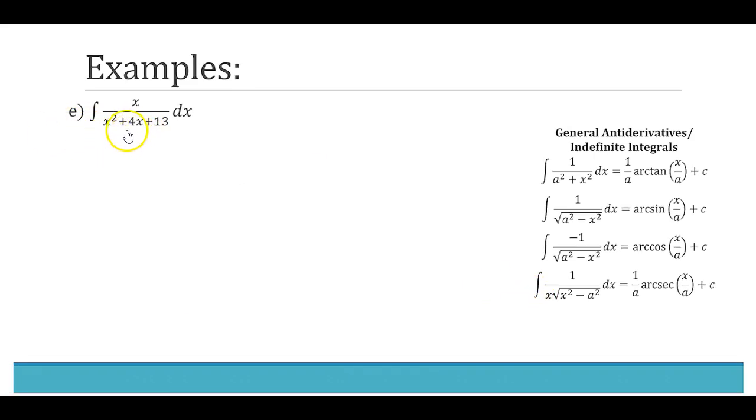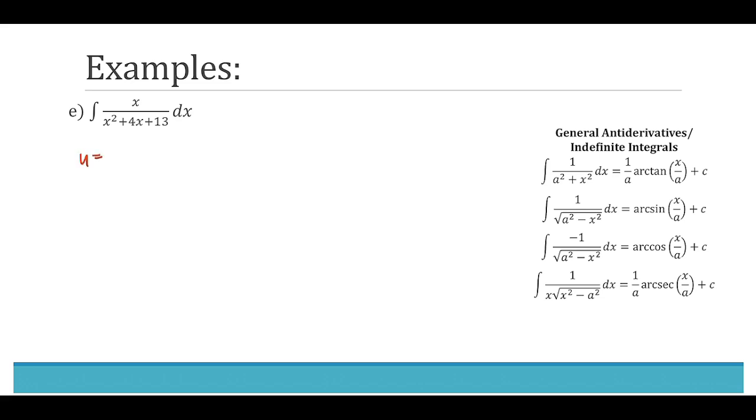In this last example, I have the integral of x over x squared plus 4x plus 13 dx. Here, it definitely doesn't look like one of these general antiderivatives, because I don't see just those two pieces. I see a trinomial here, and I don't see any of these denominators. So let's try u-substitution first. I will show it, and then I'm going to erase it because it's incorrect.